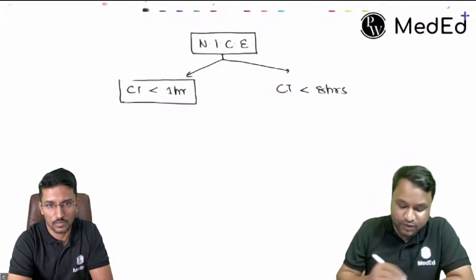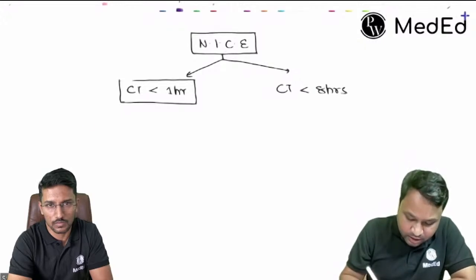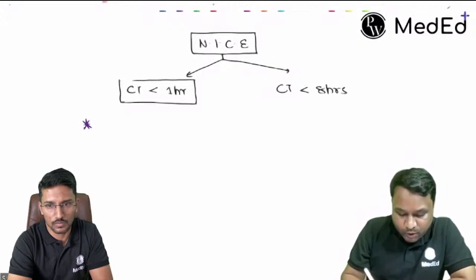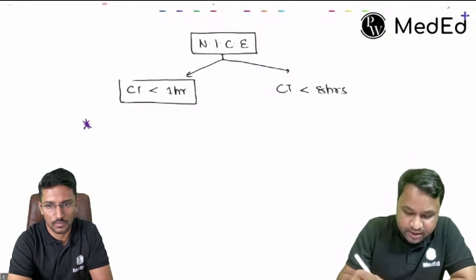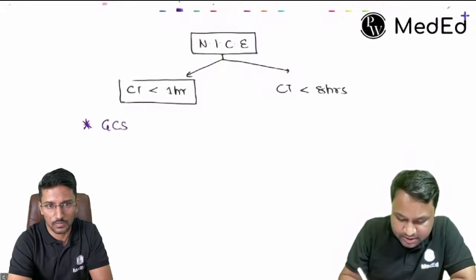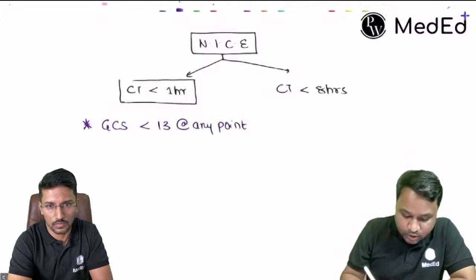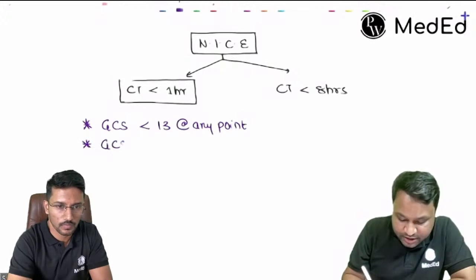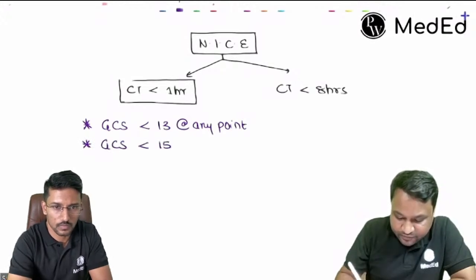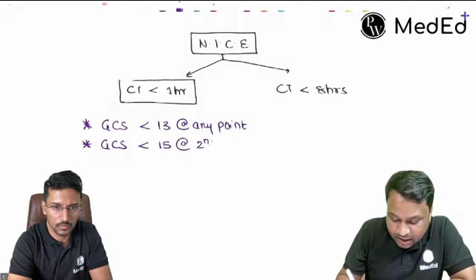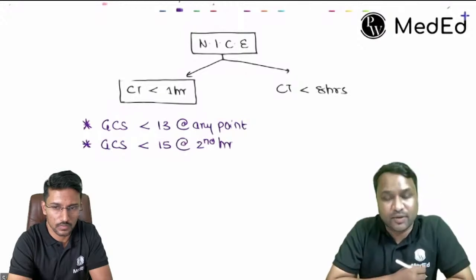Now, the indications for CT within 1 hour. At any given point, if the GCS is less than 13, at any point, then you'll get a CT within 1 hour. If the GCS is less than 15 at the second hour of observation, again, you have to get a CT immediately.